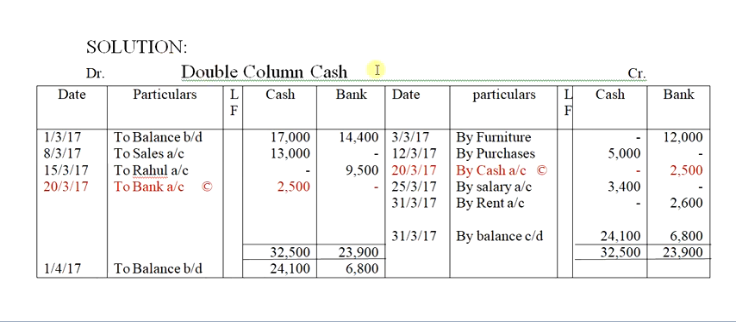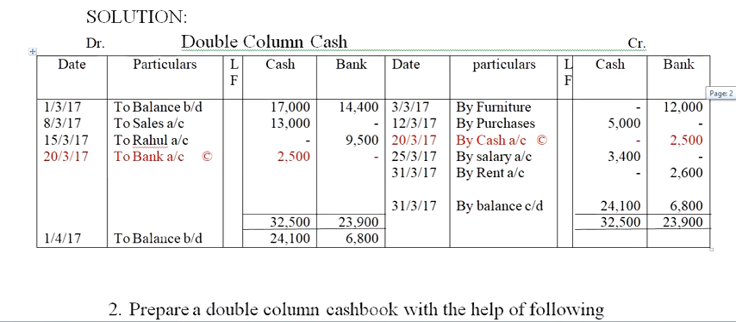So, solution. Debit side, double column cash book, credit. Date, particulars, ledger folio; receipt number as well as voucher number we can ignore here. Date, particulars, ledger folio, cash, bank. So now we need to go to the first transaction. As it is a double column cash book, I will state one rule. Cash is an asset. Asset means debit increases, credit decreases. Whenever the cash and bank balance increases, it should be taken under which side? Debit side. Whenever the cash and bank balance decreases, it should be shown under which side? Credit side.